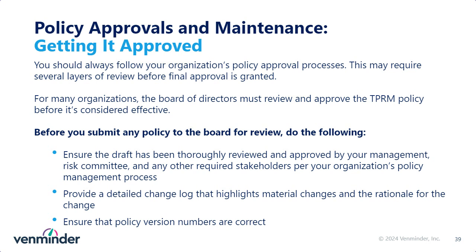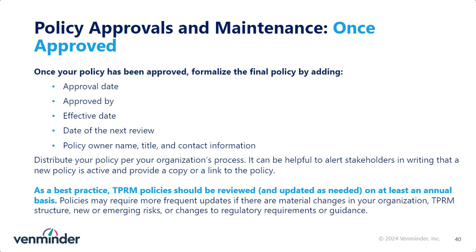If you're doing an update to the policy, make sure you include a detailed change log that highlights any material changes and why you made the changes, and ensure all your policy version numbers are correct. Once that policy has been approved, before we distribute it, we want to formalize it by adding the approval date, who approved it, when it is effective, and the date of the next review. Also, please make sure you put the policy owner name, title, and contact information directly on the policy.